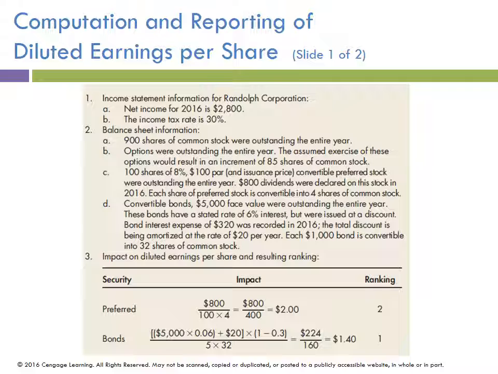Okay. The impact on diluted earnings per share and resulting ranking. Now, we want to see what kind of impact C and D have. First of all, if the convertible preferred stock was converted, we would not have had to pay $800 in dividends. So there would have been $800 more in earnings in our numerator. But there also would have been 400 new shares of common stock in our denominator, causing earnings per share just from that item to be $2 each.